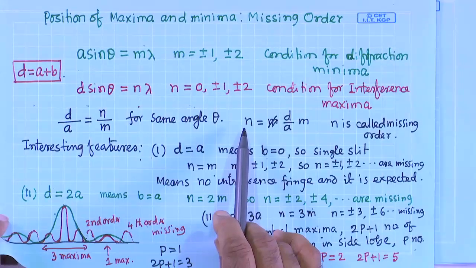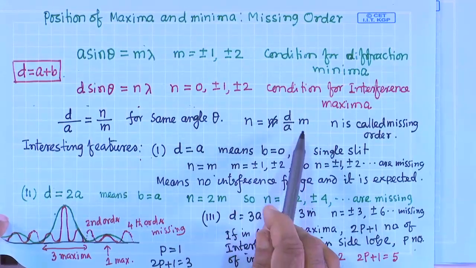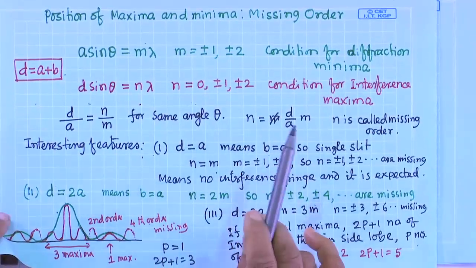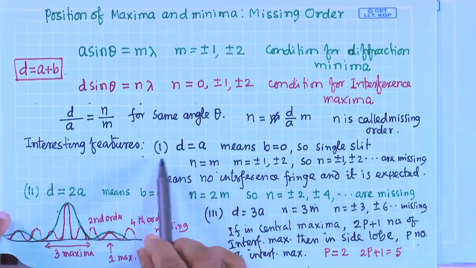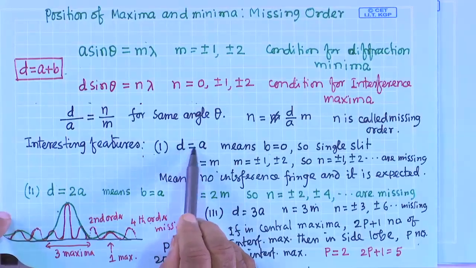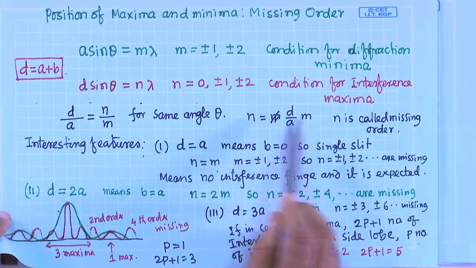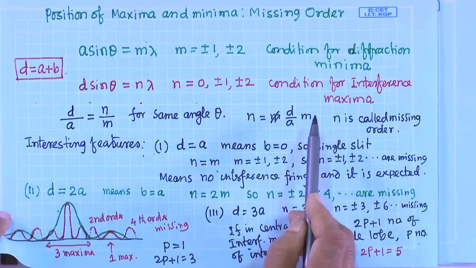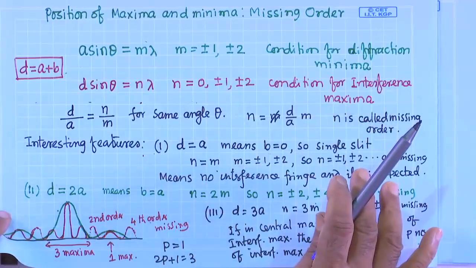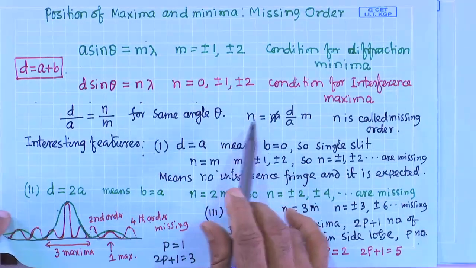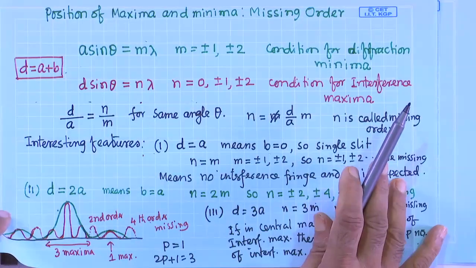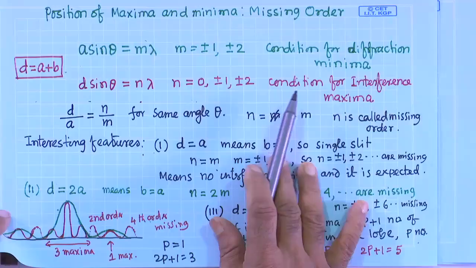Okay. So, that m and n will be decided by the values of d and a. So, an interesting feature we can discuss by considering the d and a values. If d equal to a, then n equal to m. So, m is 1, 2, 3. So, n is 1, 2, 3. That means all interference maxima are missing, first order, second order, third order, right. So, there will not be any interference fringe, any interference effect.